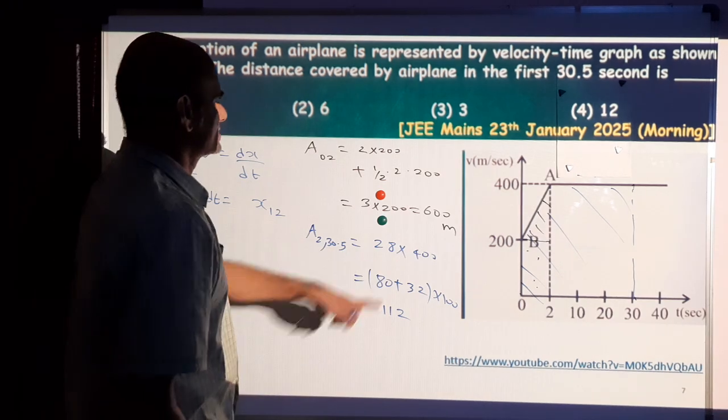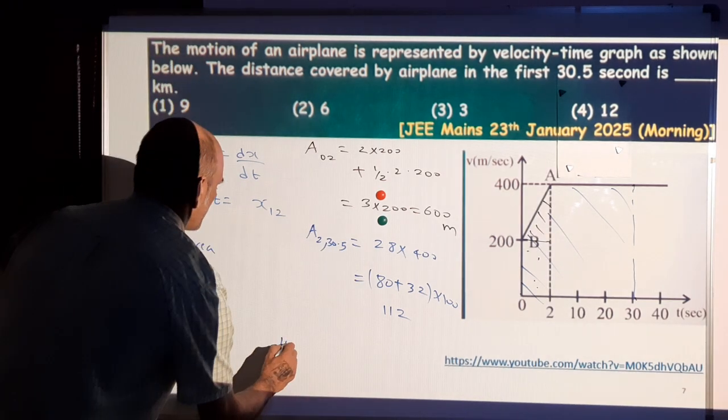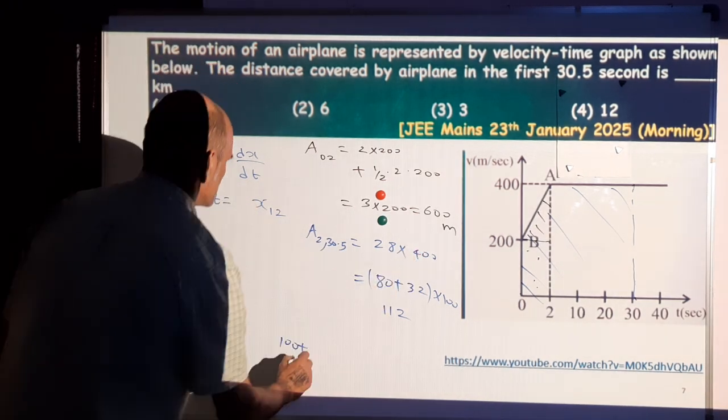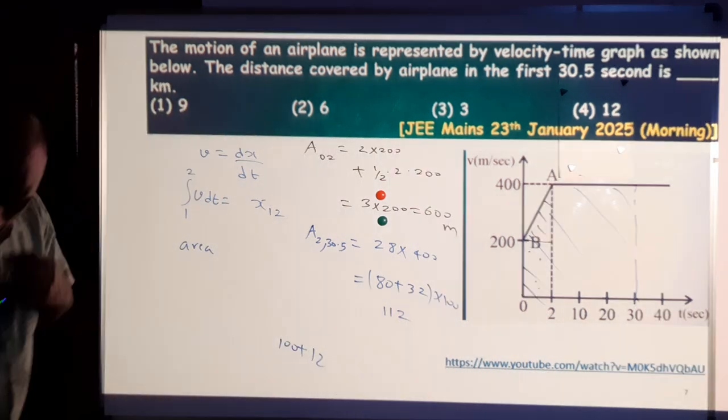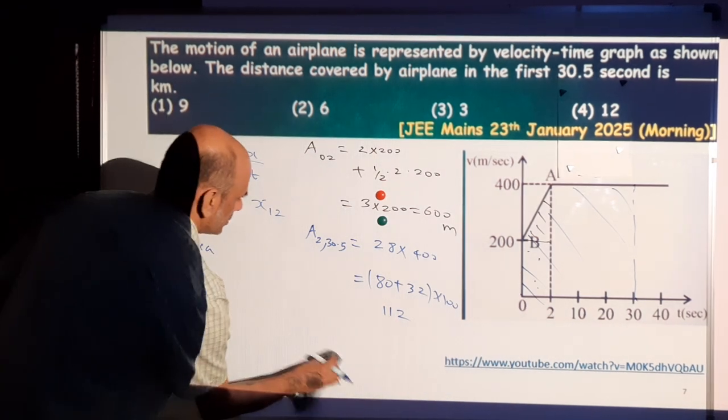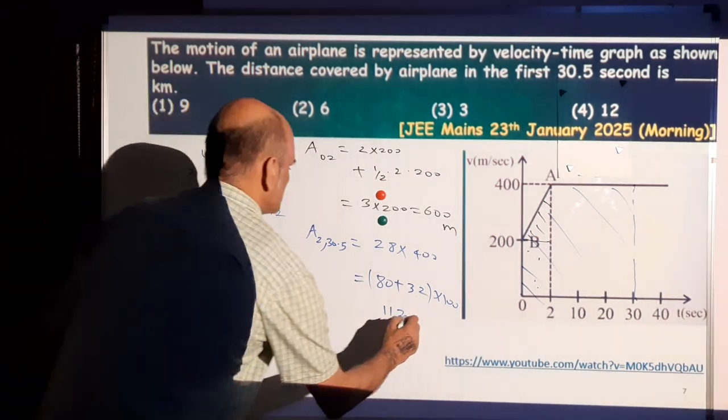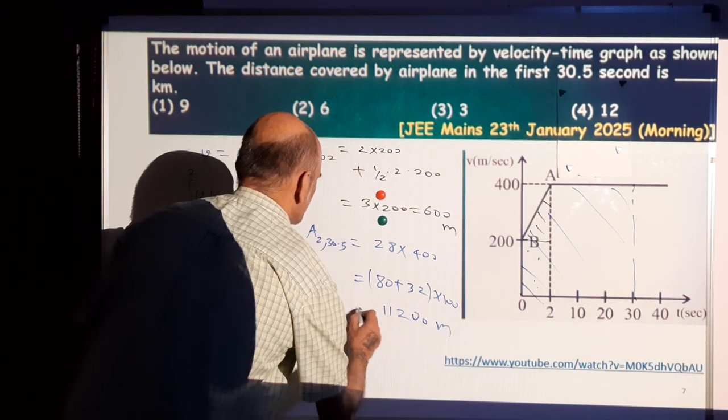Another way to get this: 25 plus 3. So 25 times 4 is 100, plus 3 into 4 is 12. So 112. It's correct. So 112, SI units meter.